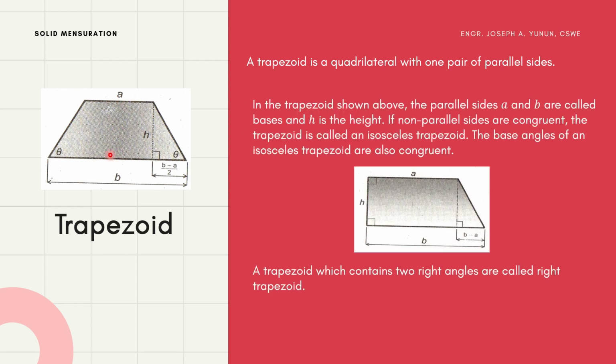In the trapezoid shown above, the parallel sides are a and b, called the bases, and the height is the altitude, h. If the non-parallel sides are congruent, the trapezoid is called an isosceles trapezoid. So the base angles are also congruent. If this is an isosceles trapezoid, the base angle here and similarly here are congruent. A trapezoid which contains two right angles is called a right trapezoid, as shown in this figure. It has two bases, a and b, an altitude, and an included angle, which is theta.